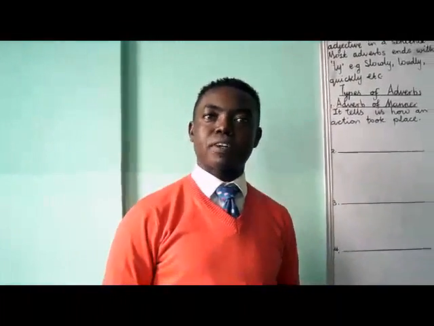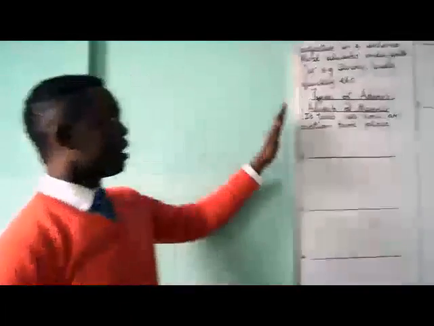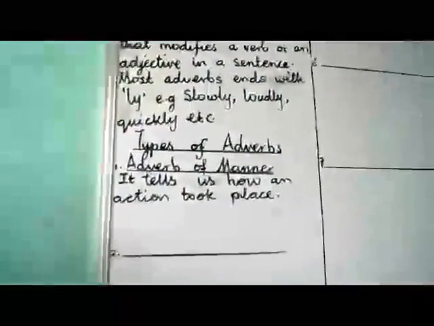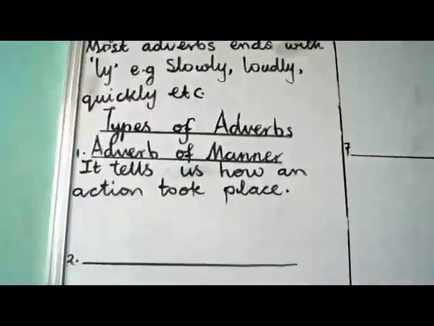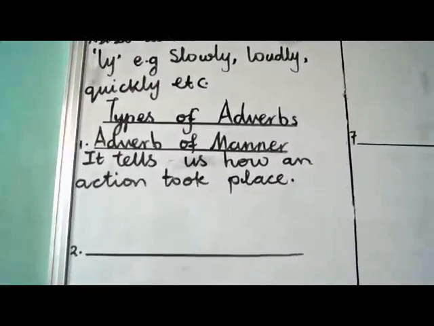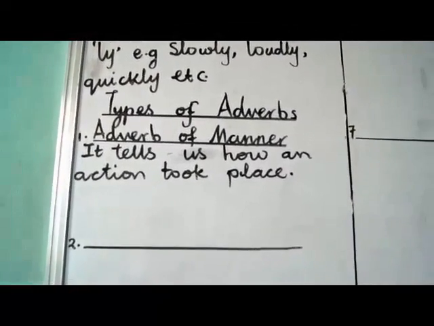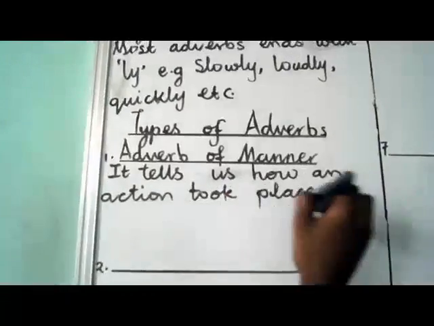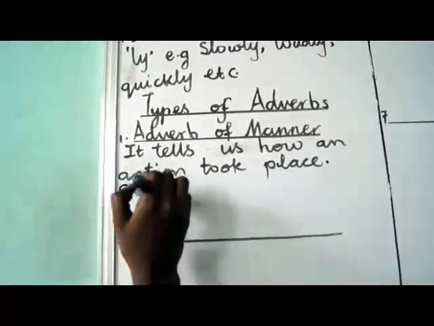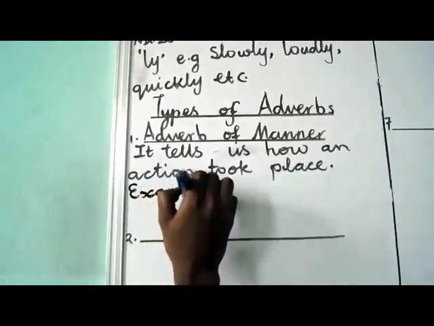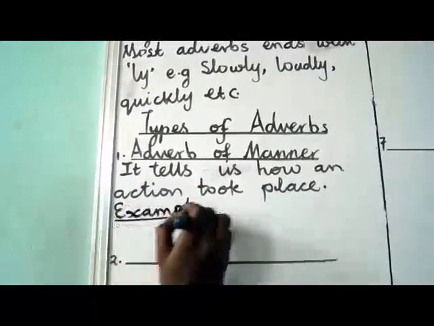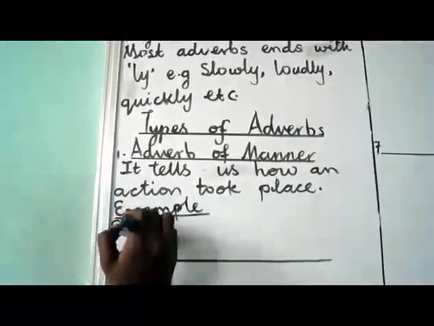The first type of adverb we're looking at today is adverb of manner. Adverb of manner tells us how an action took place. How an action took place. Example, she sang sweetly.